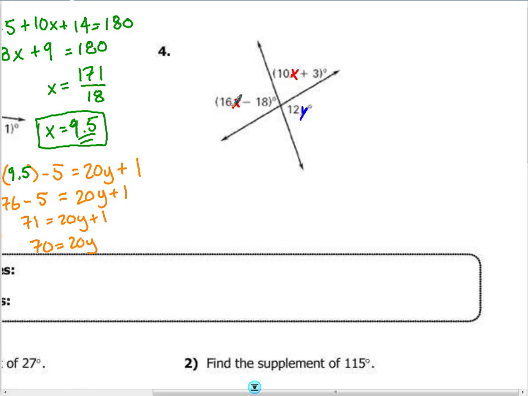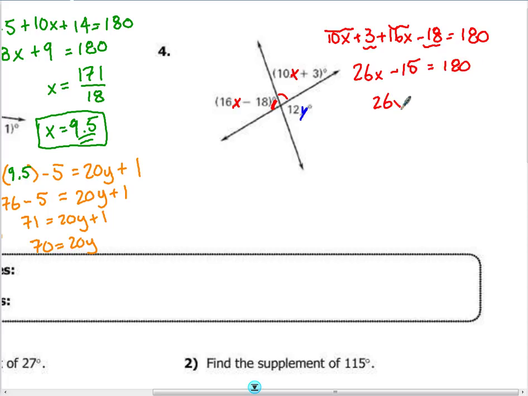So let's go ahead and take 10x plus 3. Let's add to that 16x minus 18. That sum has to be equal to 180 since they're supplementary angles. So we're going to do some adding here. We got 10x and 16x. That adds up to a 26x. Let's take away positive 3 from negative 18. So I end up with a negative 15. We're going to go ahead and add 15 to both sides here. So that's going to give me a 195. And then let's go ahead and divide 195 by 26, and x is equal to 7.5.